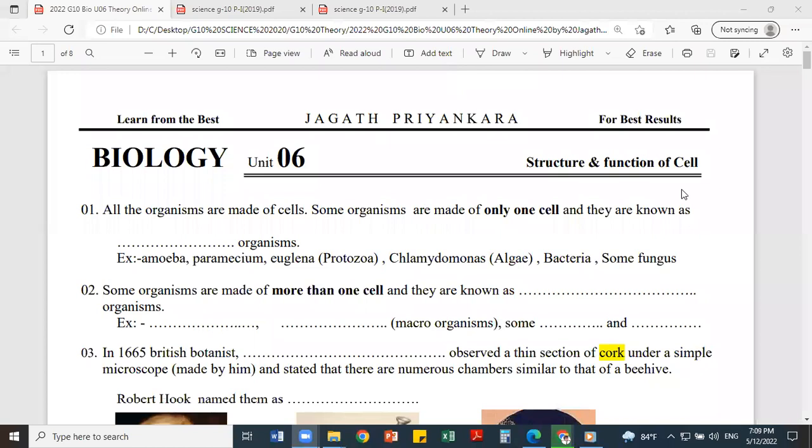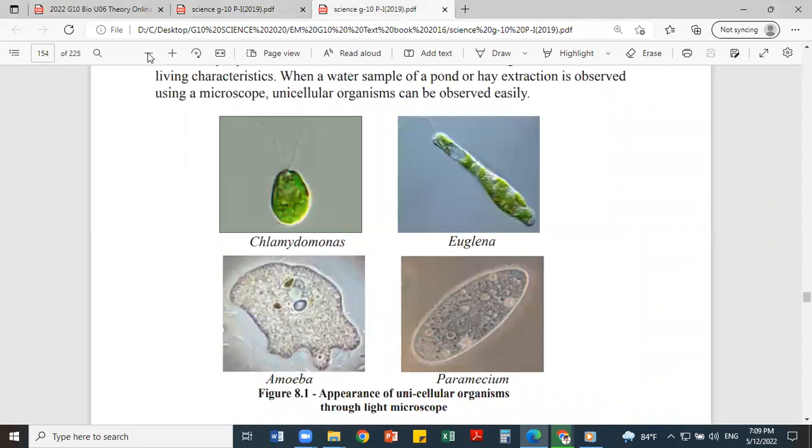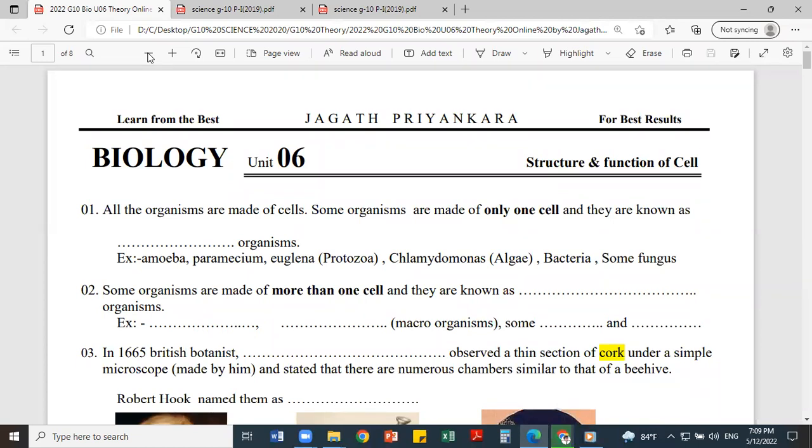Now this lesson is about the cells and the functions of the cell. We are going to discuss the plant cell and the animal cell. Any organism is made of cells, either one or more cells. If an organism is made of only one cell, we call them unicellular, given under number 1 in your theory table. And if there are more than one cell, we call them multicellular organisms.